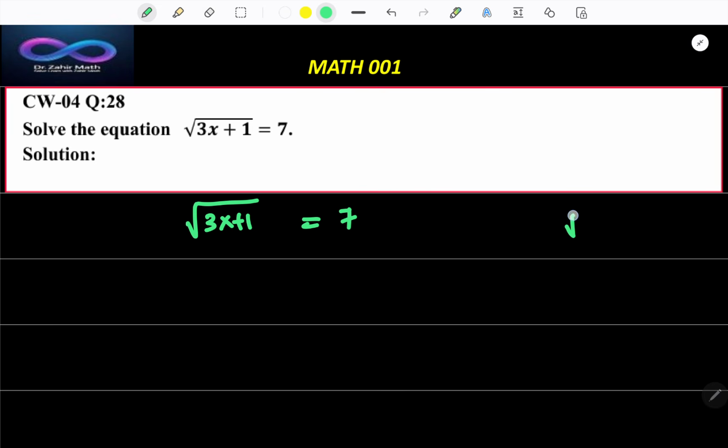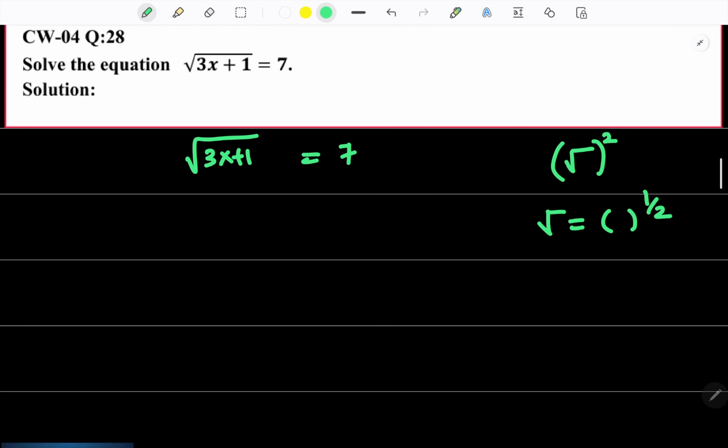In school you already studied. If you want to remove the square root, you have to square on both sides. Right? Why? Teacher, why are you putting square? Because square root means what? Power 1 by 2. So for power 1 by 2, if I take power 2, this 2 cancels. Clear? So you get the original value.